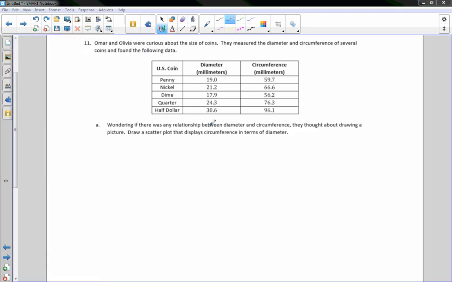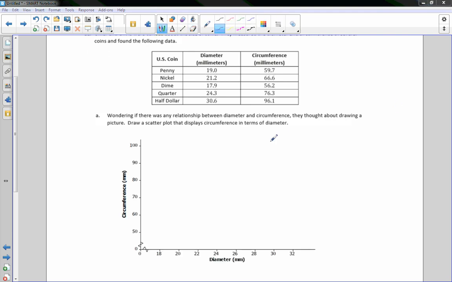Okay, wondering if there was any relationship between diameter and circumference, they thought about drawing a picture. Draw a scatter plot that displays circumference in terms of diameter. Okay, so if we're going to do a scatter plot, let me bring one in. I can't draw that, it'll take a long time, so I'm just going to pause the video and bring one in. Okay, so here we go. This is nice and neat and straight, and it says, draw a scatter plot that displays these values.